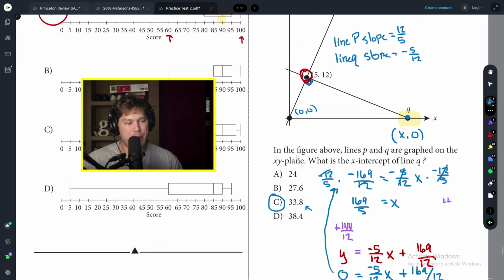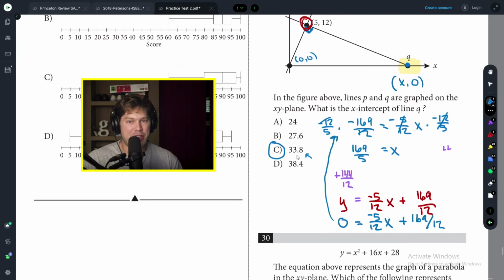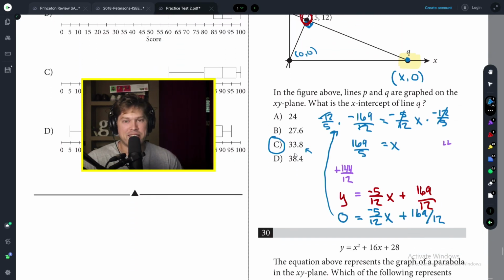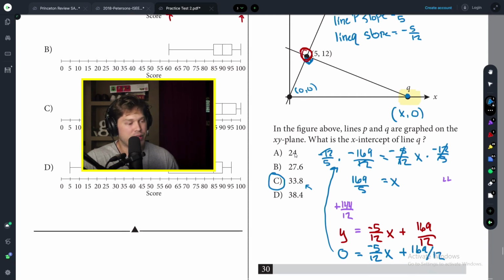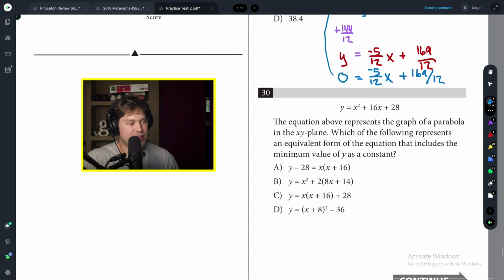So this problem was a doozy. Lots of math involved here. I said earlier that it doesn't get any harder than that, but this one might have upped that previous problem. So let me know which problem you thought was harder, this problem or the previous one. Let me know down in the comments below.